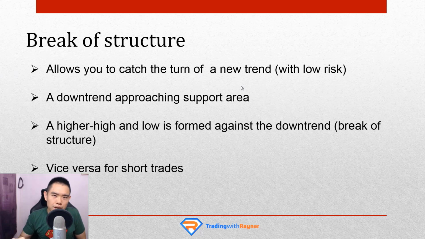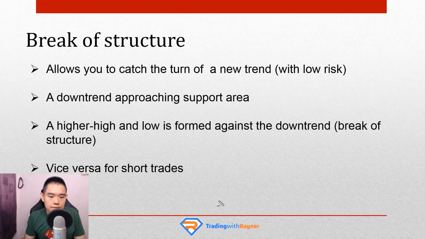The problem with trading reversals is that there is no price structure that you can lean against to set your stop loss. So what this technique allows you to do is to let the market show signs of weakness first before you take on a position, and catch the new wave of the trend. And you can also define your risk relatively low on this particular pattern. I'll explain. What you're looking for is, again, number one, a downtrend approaching a support area. Number two, you're looking for a higher high and higher low to form against the downtrend, otherwise known as a break of structure. So let me just illustrate simply.